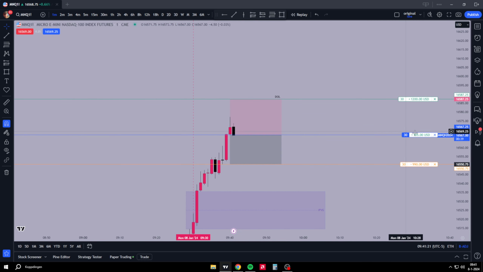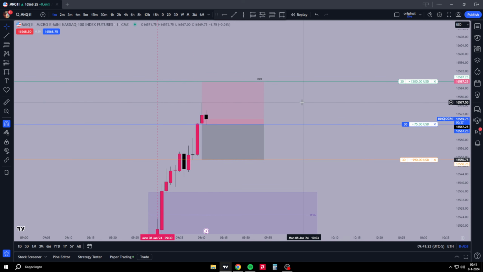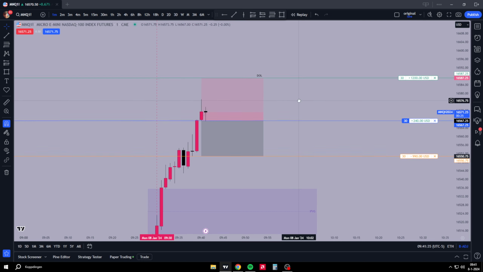So yeah, first trade on the funded account is gonna be a 1% risk. Another 1% risk until we're down 2%. If we're down 2%, then we're gonna risk 0.5% until we're back at break even, and then we're gonna risk the 1% again. So let's see what we do.